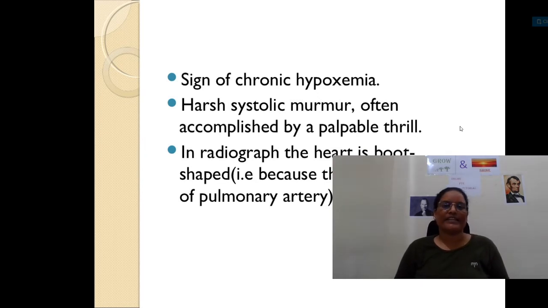Then signs of chronic hypoxia, harsh systolic murmur, it's also an abnormal sound we can hear, often accompanied by a palpable thrill. In the radiograph, the heart is boot shaped because of the poor development of the pulmonary artery. What happened here, when the right ventricle is overworked or overburdened, at that time the shape of the right ventricle looks like a boot shape in radiography or in X-ray.